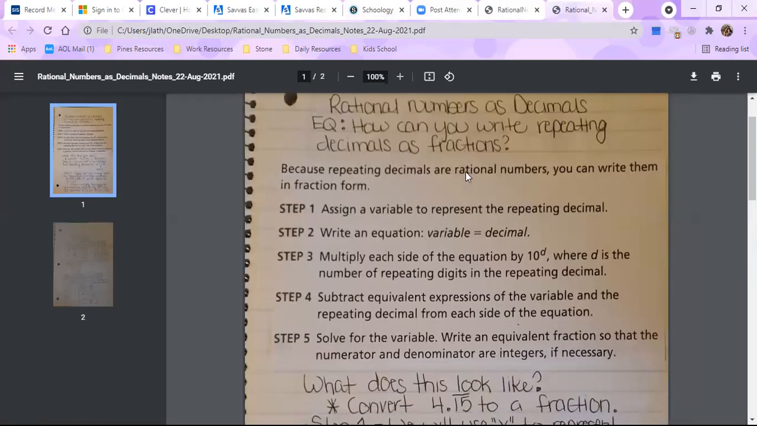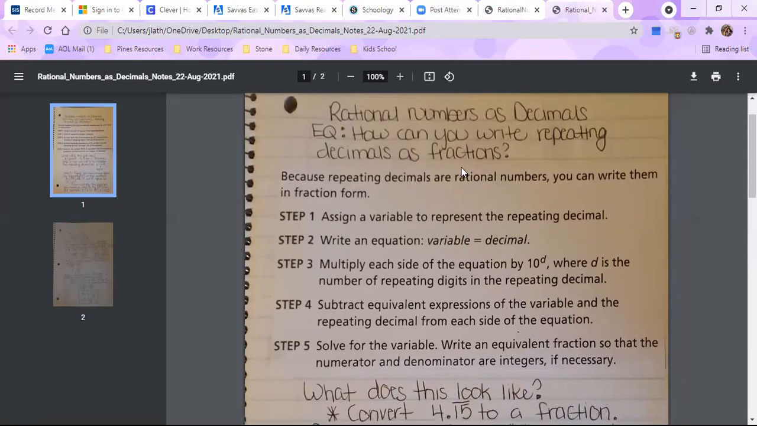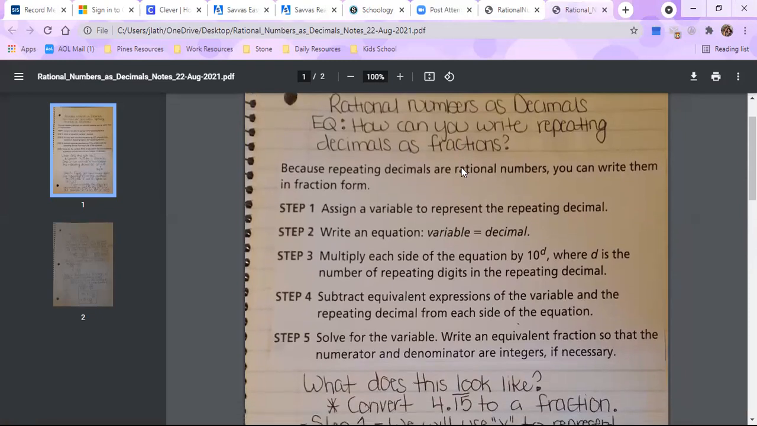So as far as the handwritten notes are concerned, basically what we're trying to do here is write repeating decimals as fractions. It's very hard to work with a repeating decimal because it goes on and on and on forever. So if you're having to work with these numbers, then you make them into a fraction, and they're a little bit easier to work with.